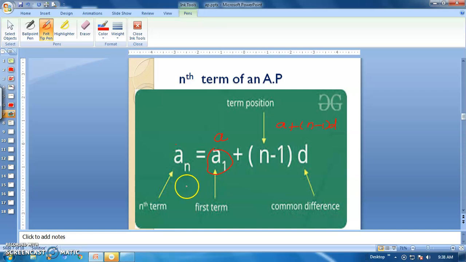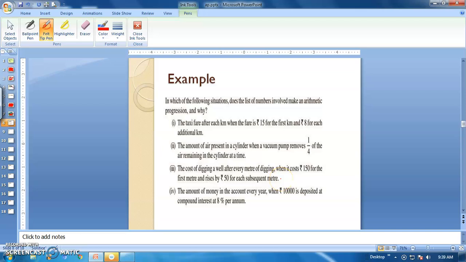Or we can write an equal to a plus n minus 1 into d. So like this also we can write the formula for the nth term of an AP. So we can write either this one or this one. Here a is nothing but the first term of the AP and d is nothing but the common difference of the AP. So always the first term is denoted by small a and the common difference by small d, right?